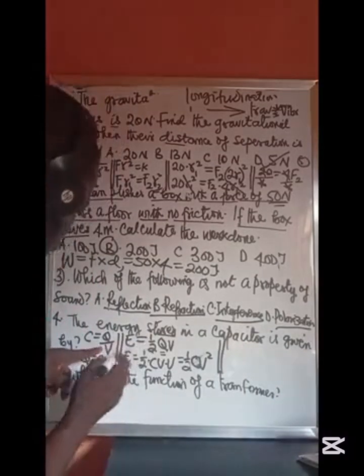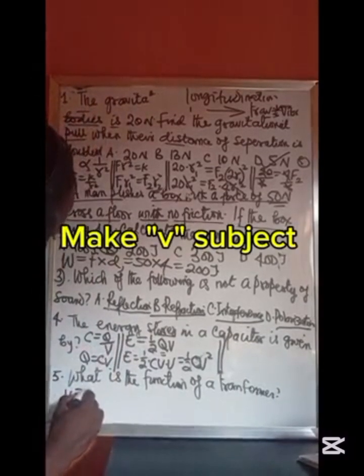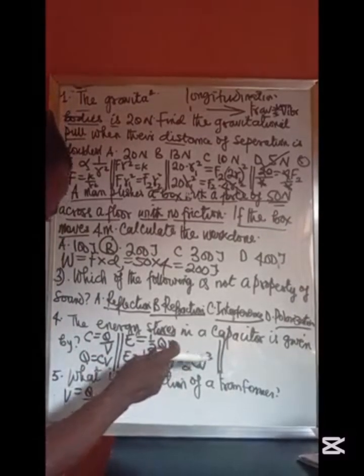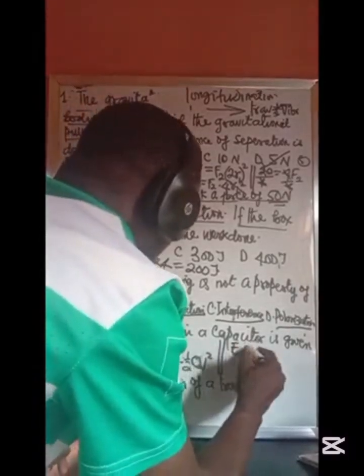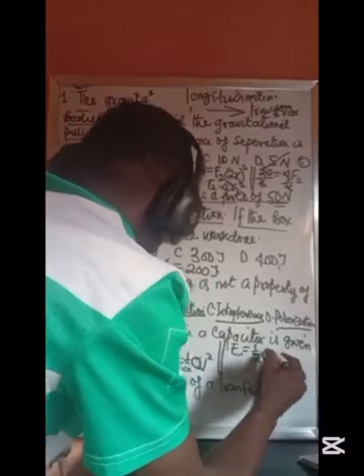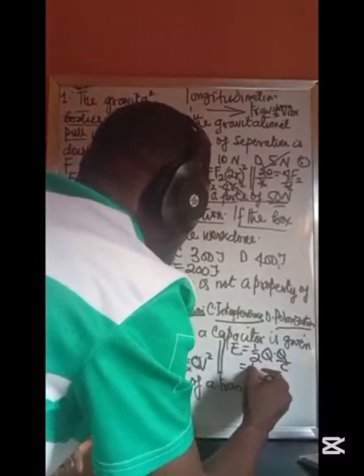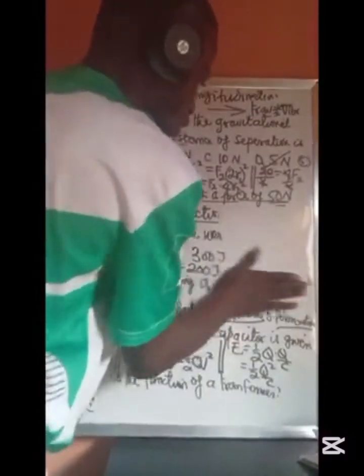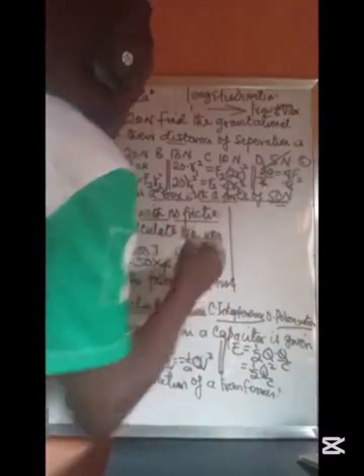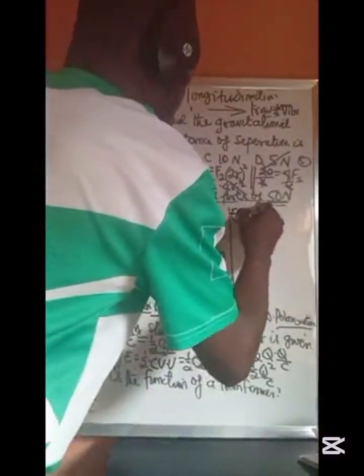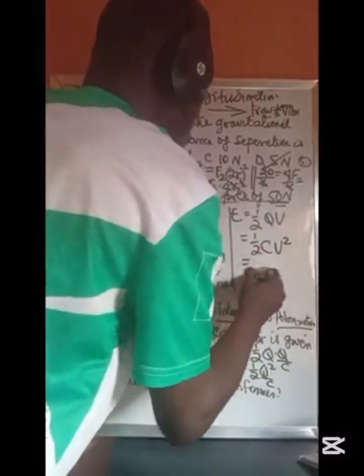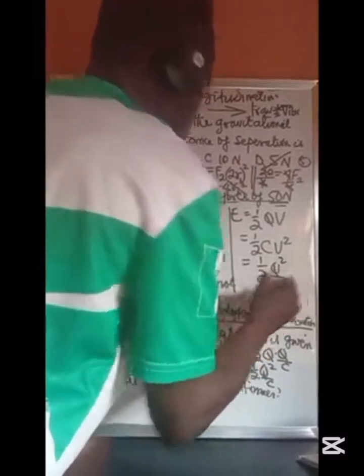Again, we know that V is, from here, V is equal to Q over C. So we can take away V here and put Q over C. So we have energy is equal to 1 over 2 Q times Q again over C. That is 1 over 2 Q squared over C. So in a nutshell, energy stored in a capacitor or the work done is given as energy E equals 1 over 2 QV or 1 over 2 CV squared or 1 over 2 Q squared all over C.